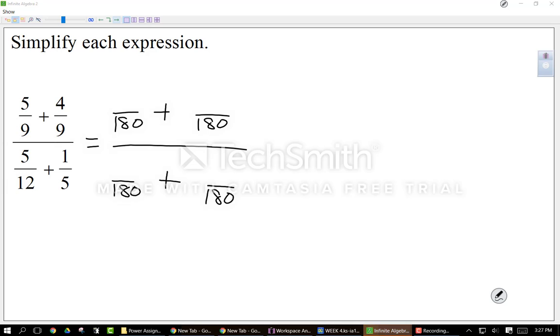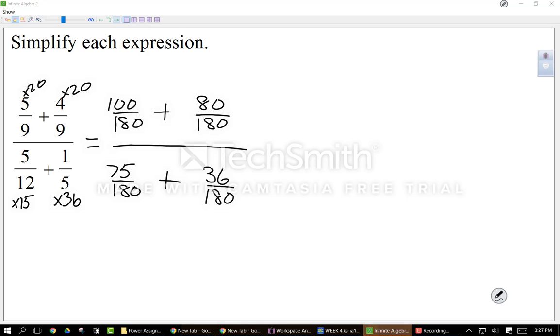So now I need to write a new numerator to reflect my new denominator. I have to multiply this 5 by 20, this 4 by 20. I have to multiply this 12 by 15. I have to multiply this 5 by 36. So when I do that, I get 100, I get 80, I get 15 times 5 is 75, and then 36 times 1 is 36.